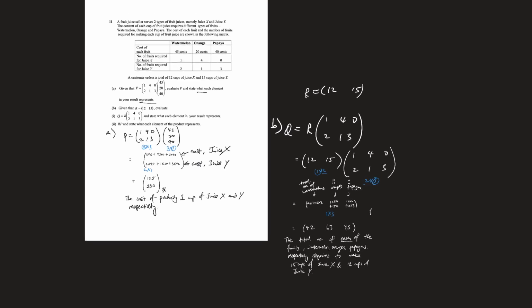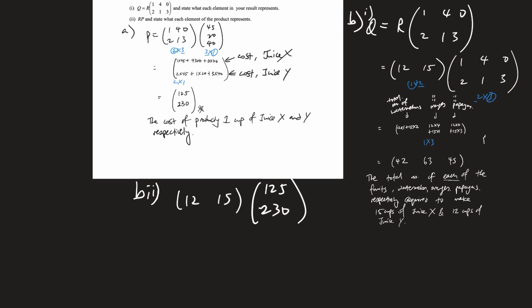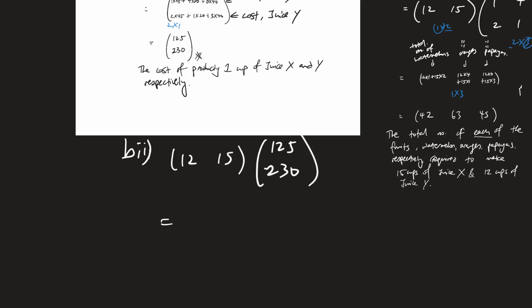Okay, last part, it asks you to calculate what RP is. So this was part 1, and so let's be part 2. I'm going to do it here. Okay, RP, R is this, 12 cups of juice X, 15 cups of juice Y. And P is what we calculated over here. So let's just calculate that. And it gives me a 1 by 1 matrix, because this is 1 by 2, and this is 2 by 1. So final product will be 1 by 1 matrix.